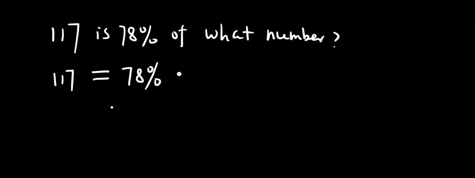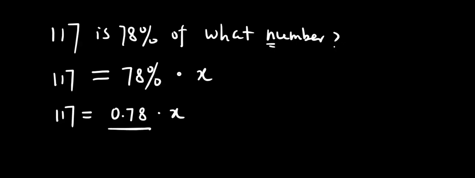What number? Last time we called it n. This time, I know most of us like x, so we just say x. Alright, some students are afraid of using the percentage, and don't be afraid because the percentage you can always change into decimal. Okay, and then how do we find x? We simply divide by 0.78 each side. Pause this video, see what you have. Okay, do you have x is 150?